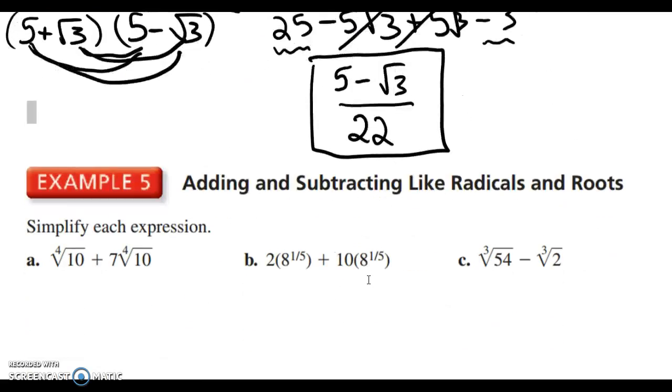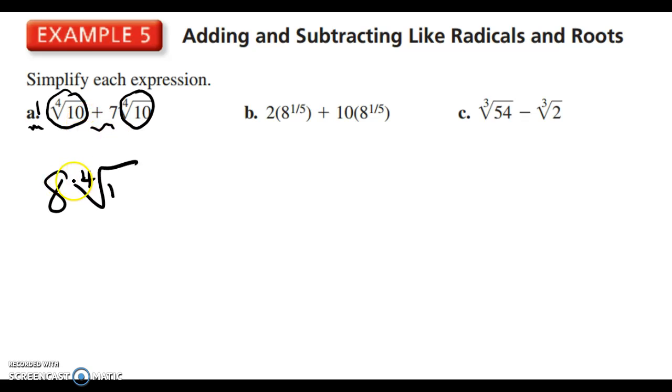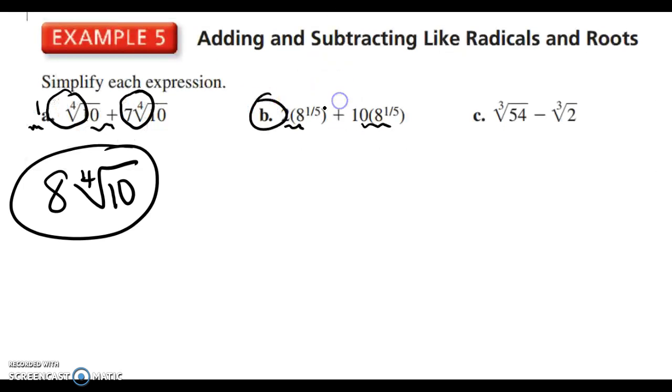Now let's move to example 5. We will be adding and subtracting like radicals or roots. So this can be very simple. If you look at 5a, these are exactly the same, 4th roots of 10, which means we can then add their coefficients, 1 plus 7, and get 8 4th roots of 10. And the next one, these are both like powers and radicals. They're all the same. So simply add 2 plus 10 and get 12, 8 to the 1/5.